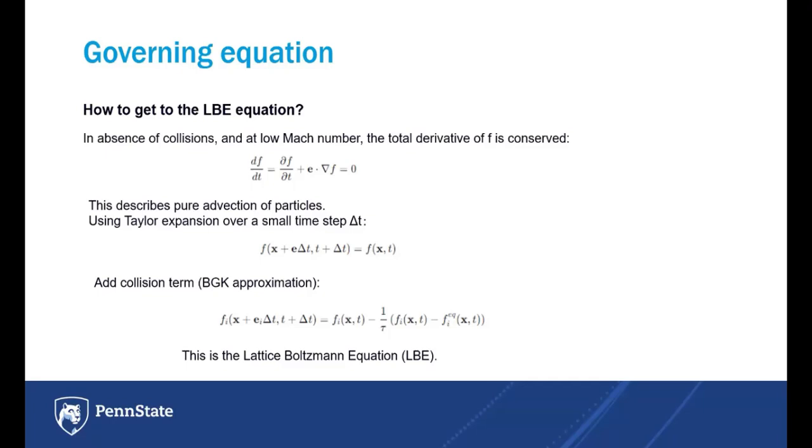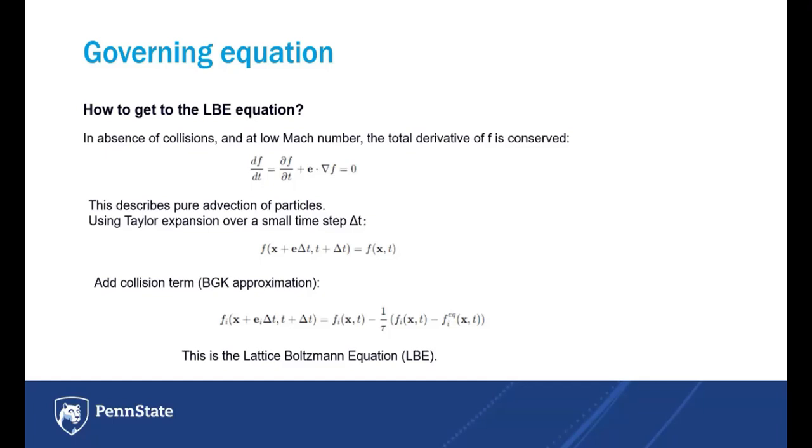These equations describe the motion of particles in phase space. To make this usable in a numerical scheme, we apply a Taylor expansion over a small time step delta t. This gives us a discrete update loop. So what is the second equation?